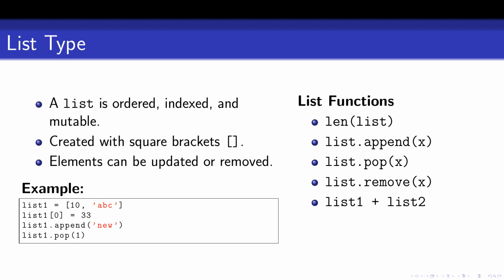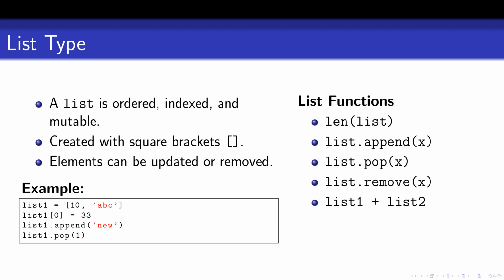Let's take a closer look at lists, one of the most commonly used container types in Python. A list is created using square brackets and can contain elements of any data type, including numbers, strings, and even other lists. Lists are ordered and indexed, which means each element has a position you can access using bracket notation. Lists are also mutable, so you can change, add, or remove elements after the list is created.